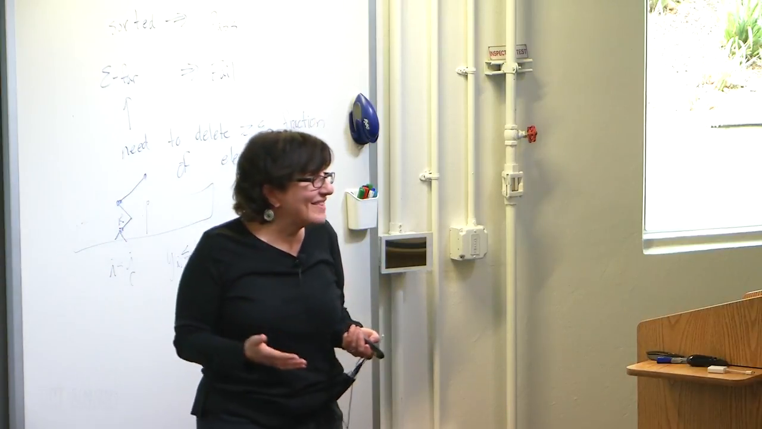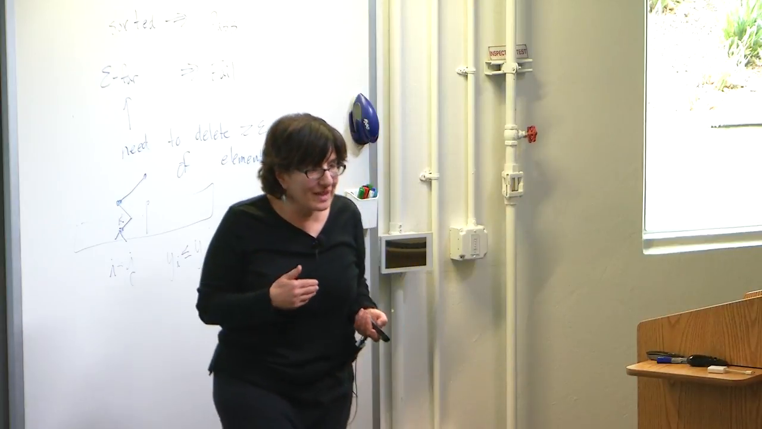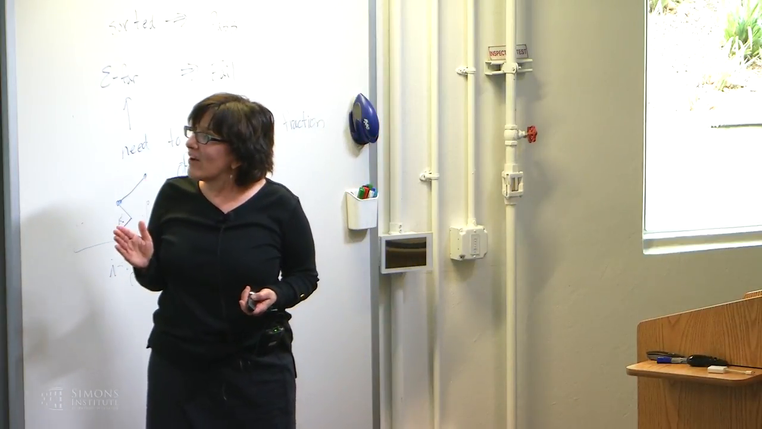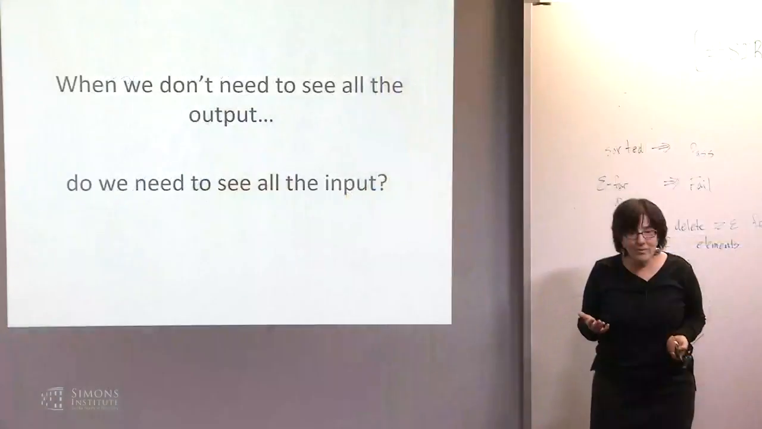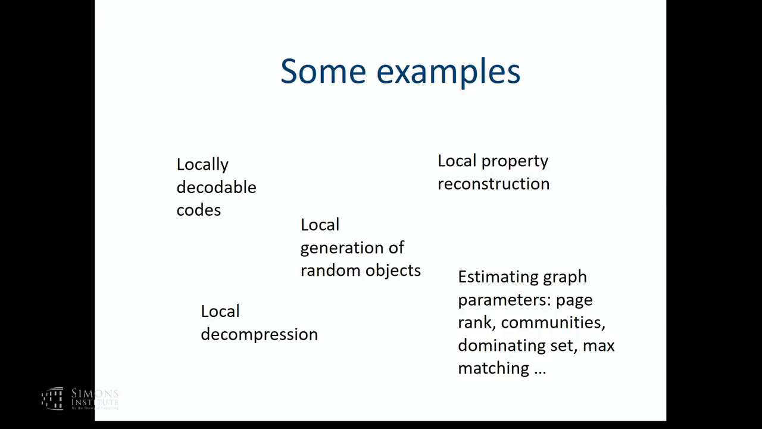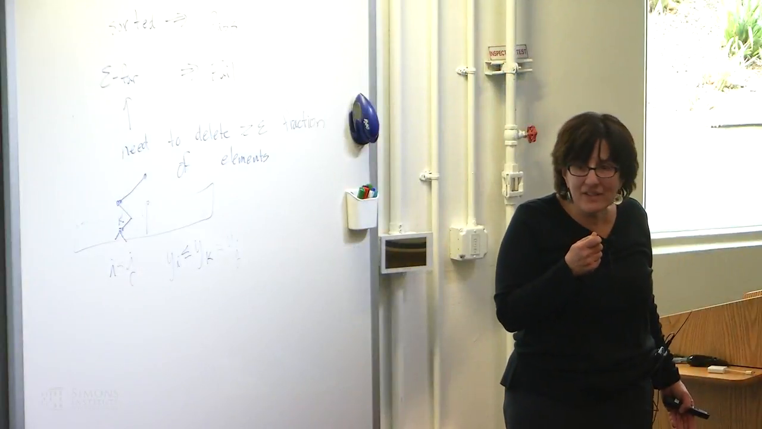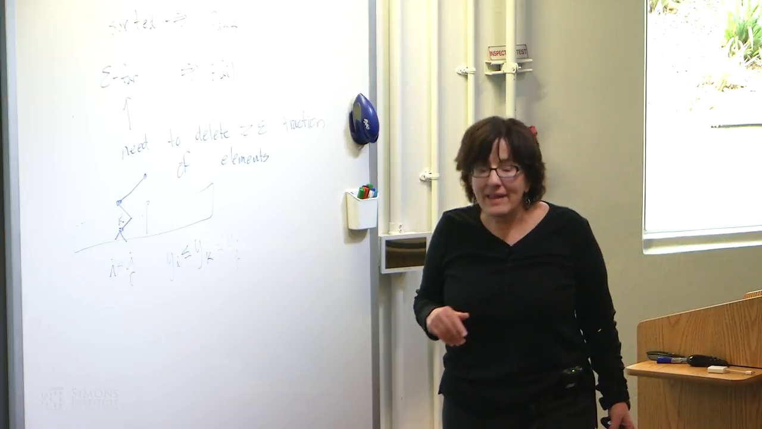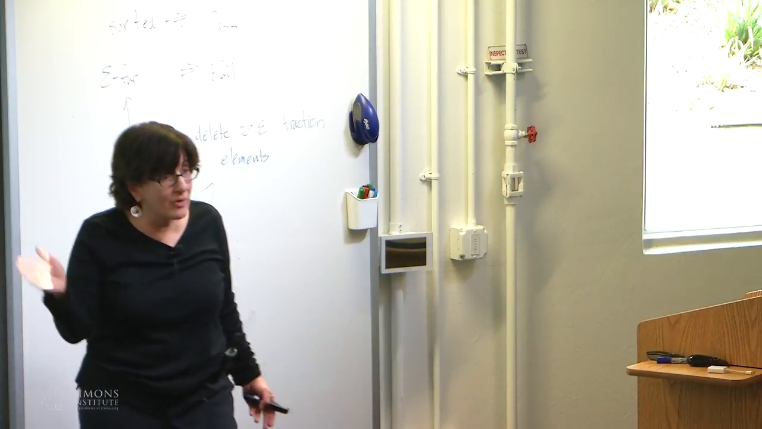Okay. So here we're in the setting where we have large inputs and large outputs. When you don't need to see all the output, do you really need to see all the input? That's the question, and there are lots of cases where you don't need to. For example, locally decodable codes. The input is a big encoded message, and I don't really want to know the whole message. I just want to know the ith location of the message. Can I figure out the ith location without decoding the whole big thing? And the answer is yes, I can do that much faster than decoding the whole thing.